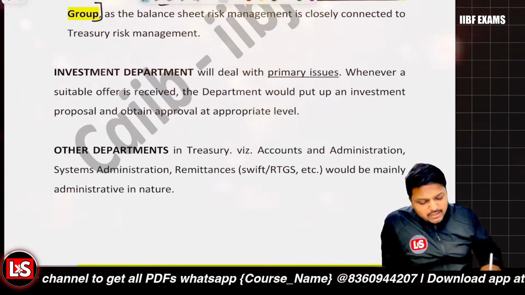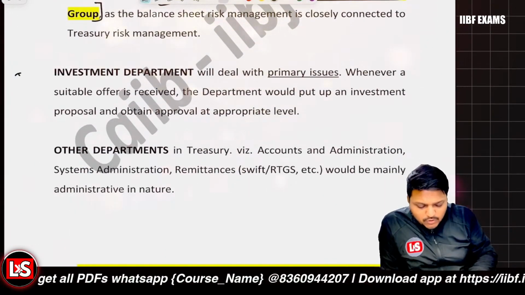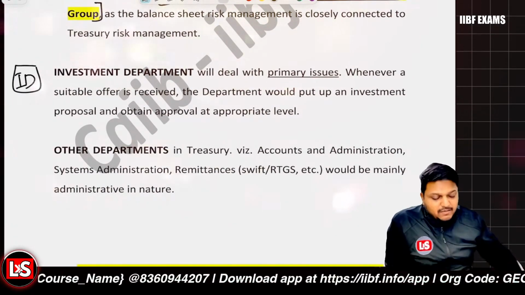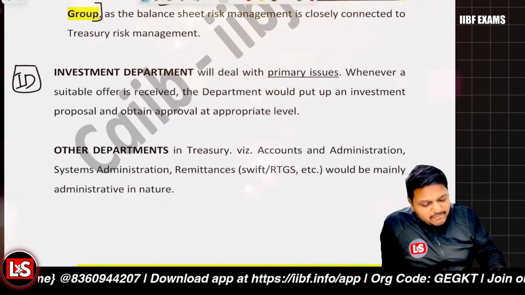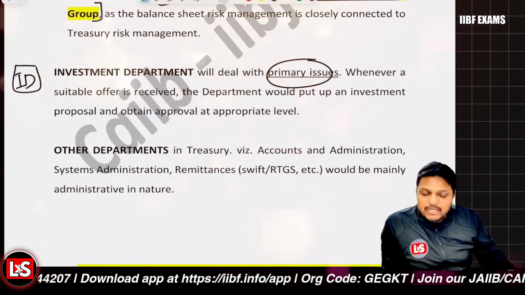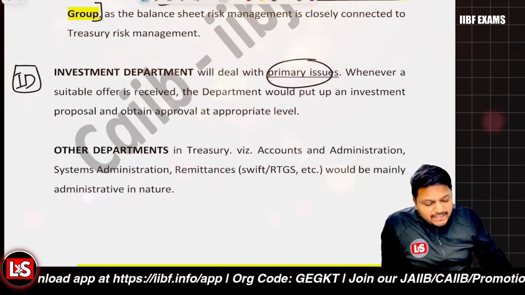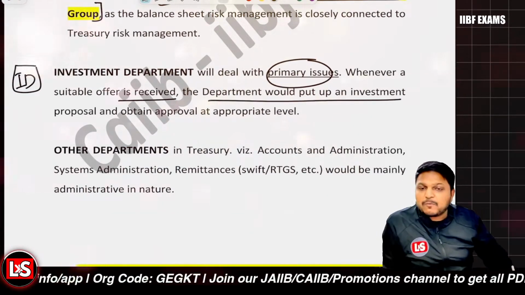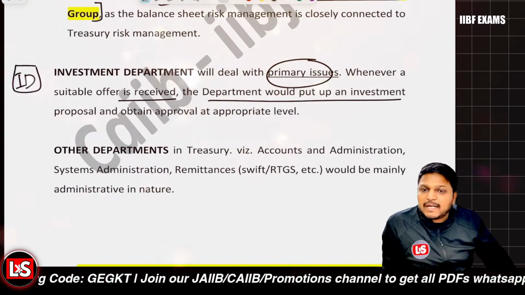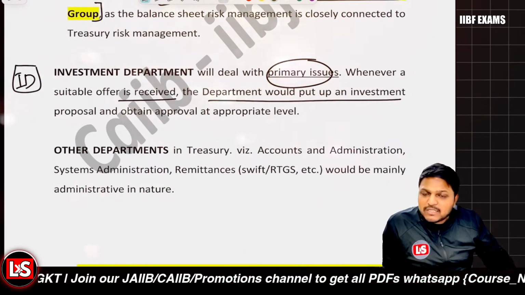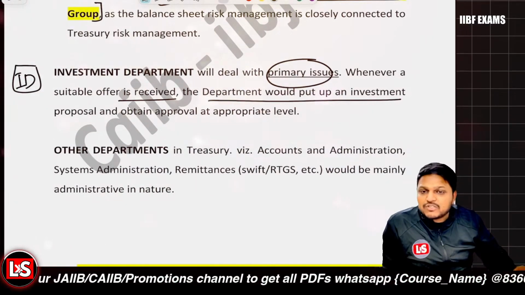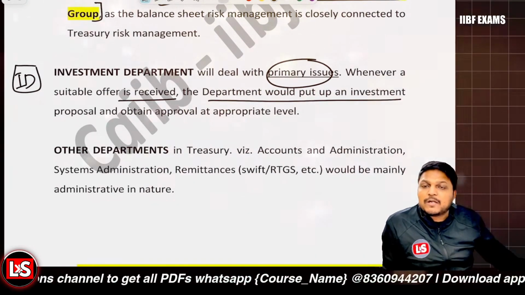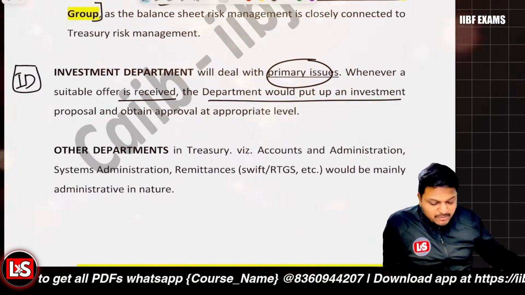And then it's about the ID, that's out of the purview of the dealing room. That's the ID, that is the investment department. Like when we are to invest into the primary markets, in IPO, in FPO, right? So let's say when a suitable offer is received, the department would be analyzing whether this proposal is acceptable or not, right? They will be evaluating the investment proposal, conducting the risk and the financial analysis, and further submitting the proposal to the appropriate authorities for approval purposes.